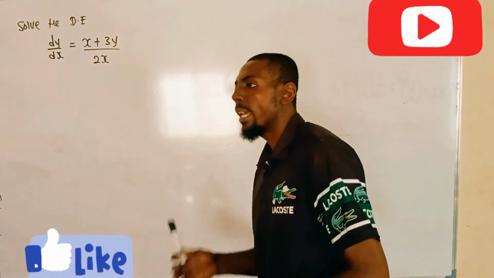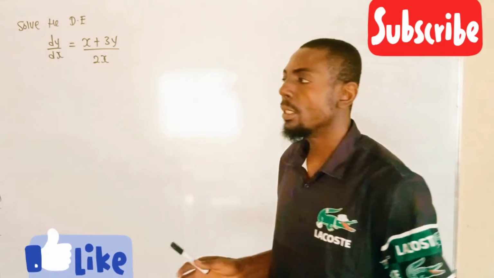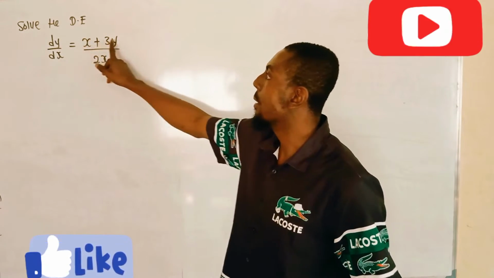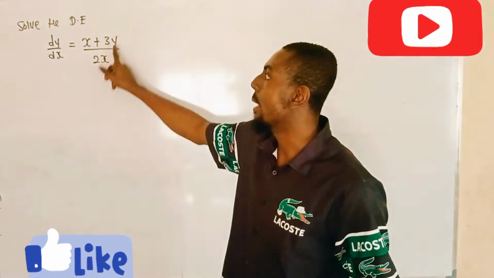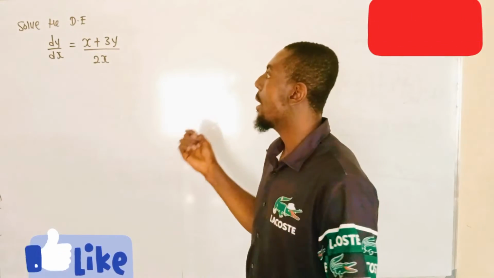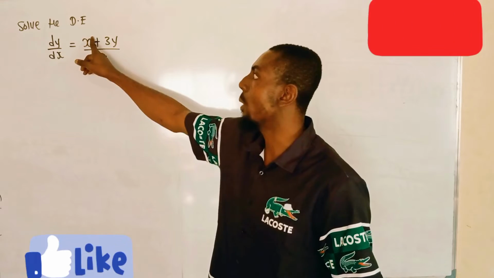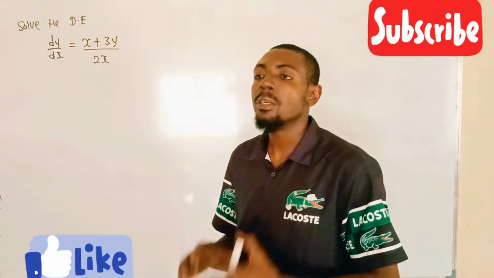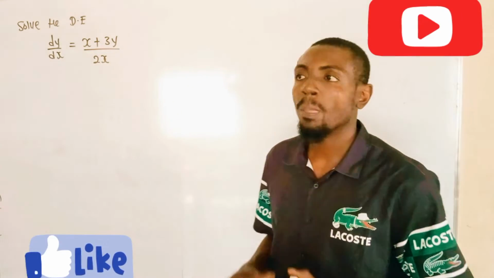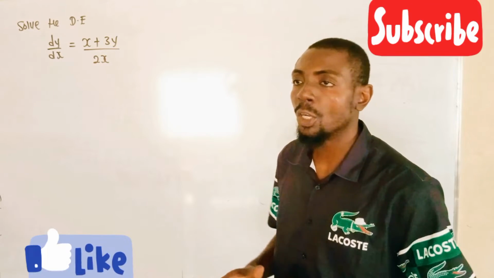We say that all the terms in the numerator and denominator must be of equal degree. So the degree of the first term here is 1, the degree of this term is 1, and the degree of this term is also 1. When we say degree, we mean the exponent of the variable. The variable here is only x, and the exponent is 1, this is 1, and this is 1. So the degree all around, both in the numerator and the denominator, is equal. Therefore, the equation is a homogeneous equation.